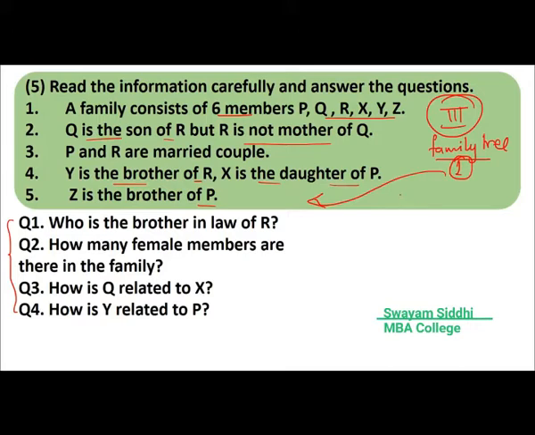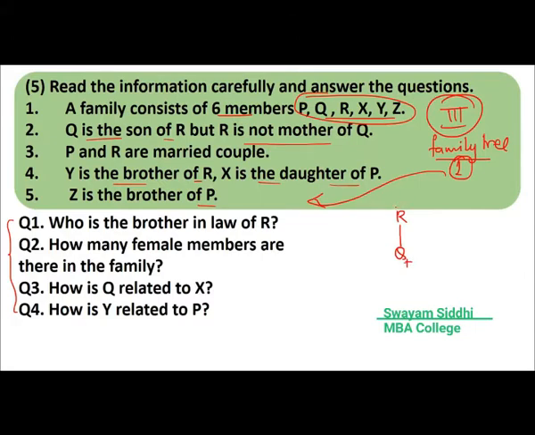Now there is a family having 6 members: P, Q, R, X, Y, Z. Q is son of R. Okay, so this is R and this is Q. So Q is son of R. Q is son, that means male. Now this R, we do not know whether it is father or mother.